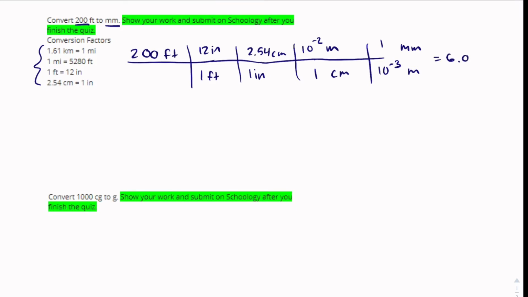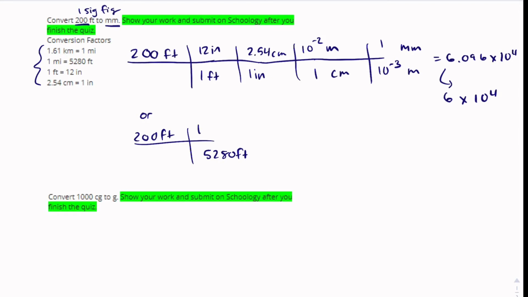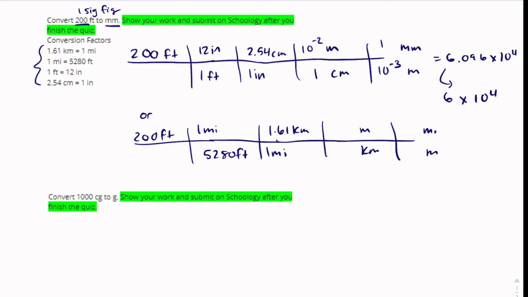Here I get 6.096 times 10 to the 4th. As far as sig figs are concerned, this would just be 6 times 10 to the 4th, because 200 only has 1 sig fig. Now another way you could do this, say 200 feet, there's 5,280 feet for every 1 mile, and then 1 mile is 1.61 kilometers. Then you could say kilometers to meters, meters to millimeters. So both are really great, and both will give you the same exact answer.